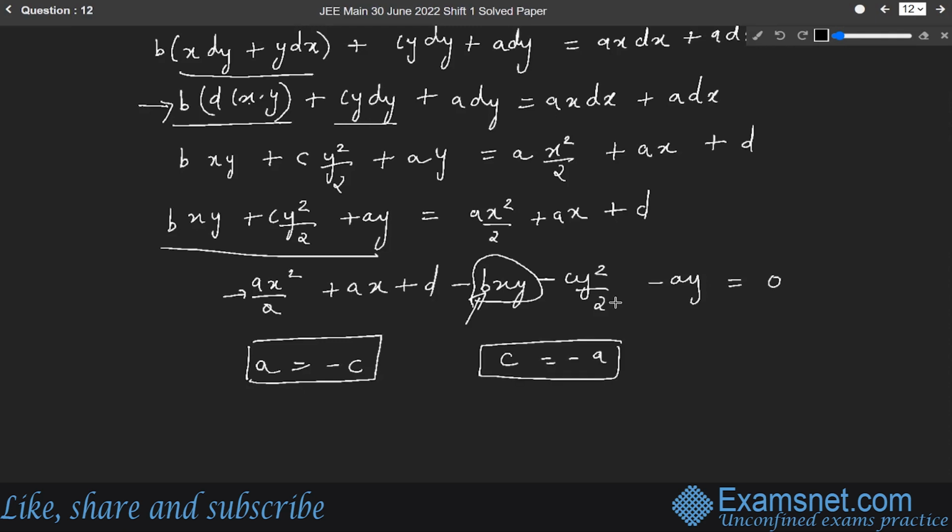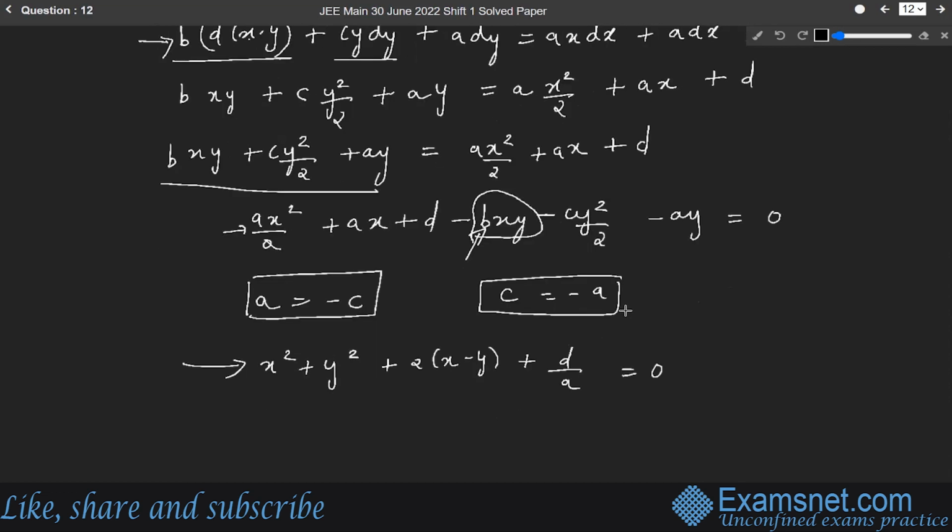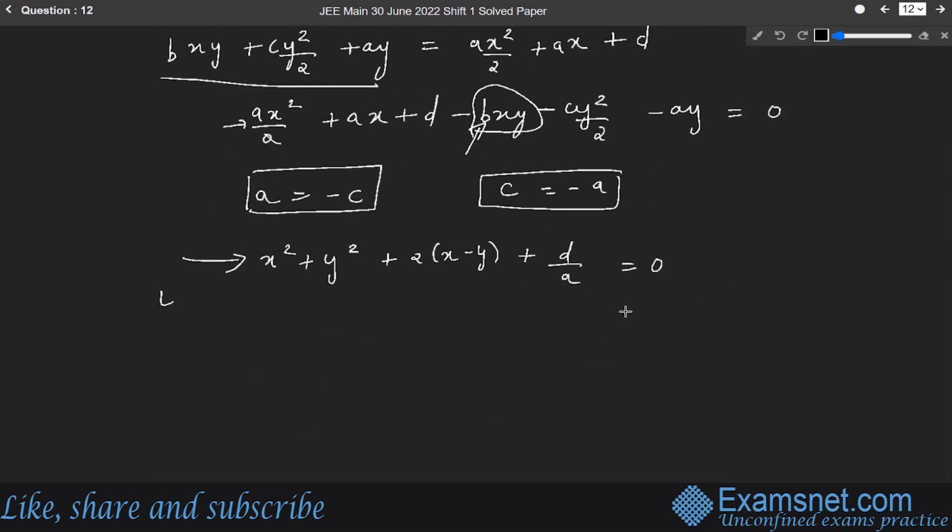So when we substitute this value in this equation, we get x square plus y square plus 2 into x minus y plus d upon a is equal to 0. Now this is the equation that is representing a circle. Okay. So this is the equation of circle. Since we have the equation of circle, we can easily find the center. Do you know what is center? Center is minus g comma minus f.